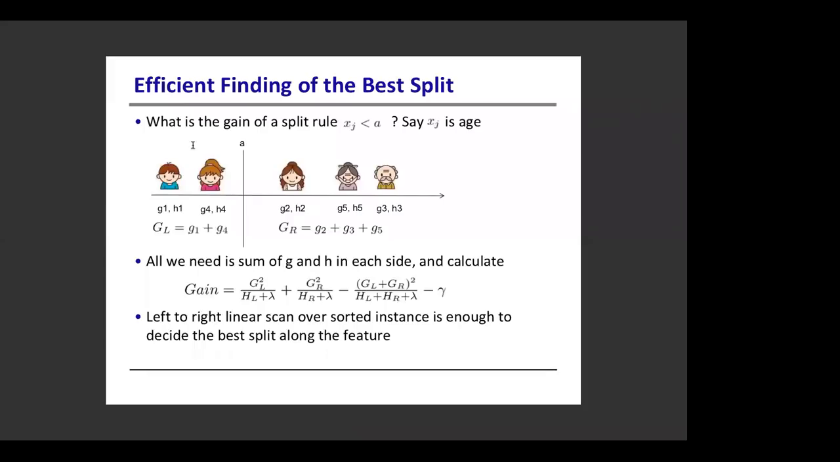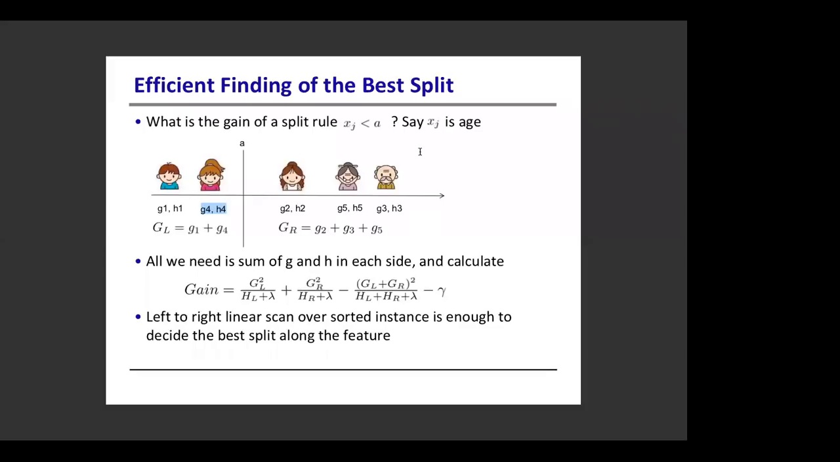What is the gain of a split rule? Let's say this is where we are splitting, and we had these 5 instances. We compute the g and h of this one, the first derivative of the loss function and the second derivative of the loss function. The first derivative will be like 2 into y minus y1, that's the prediction, and the second derivative will be the constant 2, and so on. So for each of the predictions, whatever splitting we're deciding upon, we compute the left side and the right side.